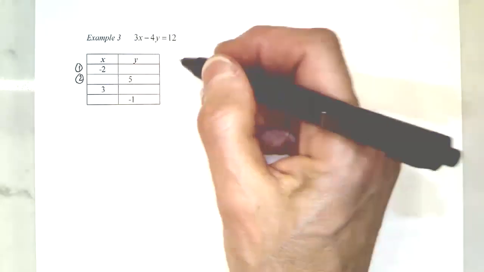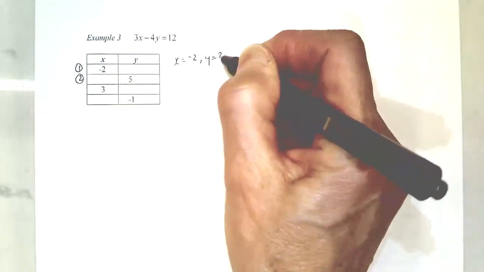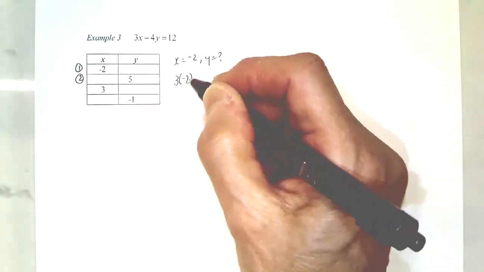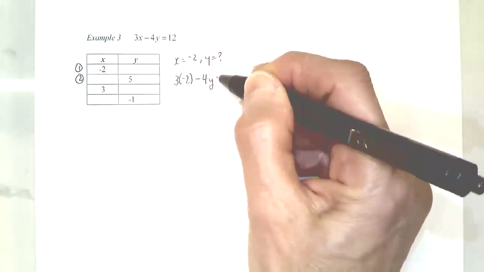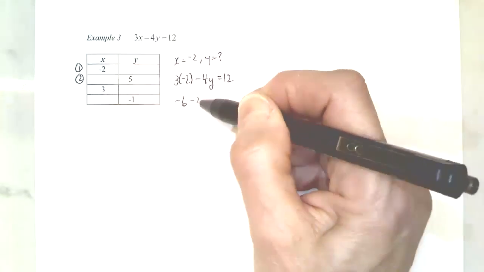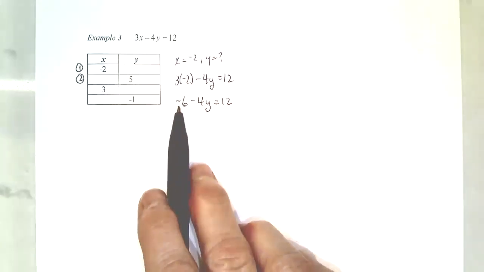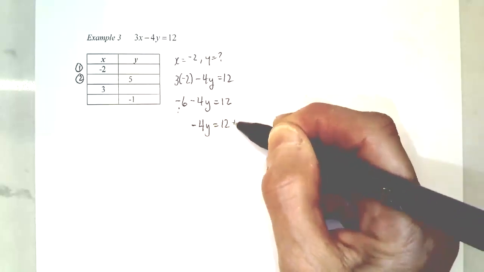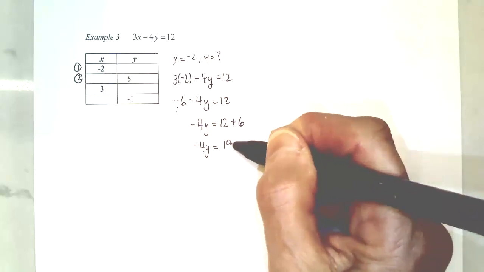So what we're going to do is take the equation. This time the x is a negative 2. So I'm going to take out the x, and I'm going to put the negative 2 in its own little bracket in place of the x. I'm going to leave the y there, and now I have an equation that I can solve. Again, you have to be careful with your negative signs. This is negative 6. When you transpose it, negative 4y is left behind. It becomes adding 6. Negative 4y equals 18.